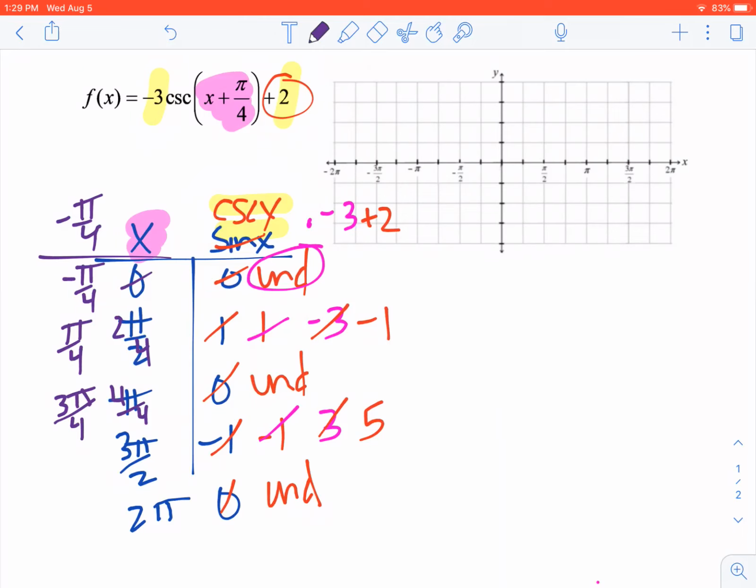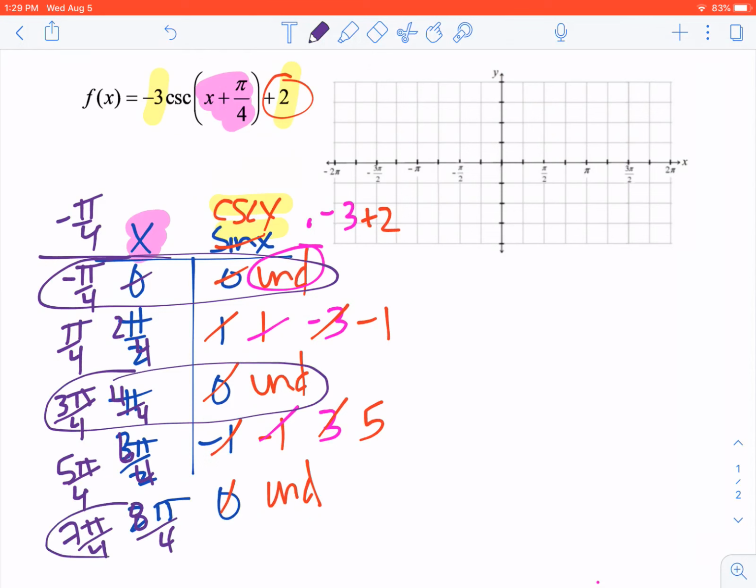All right, 3 pi over 2 in fourths is 6 pi over 4. Subtract 1, that gives me 5 pi over 4. And in terms of fourths, this is 8 pi over 4. Subtract 1, we get 7 pi over 4. Now you go graphing. If we look, we have asymptotes at negative pi over 4, 3 pi over 4, and 7 pi over 4.